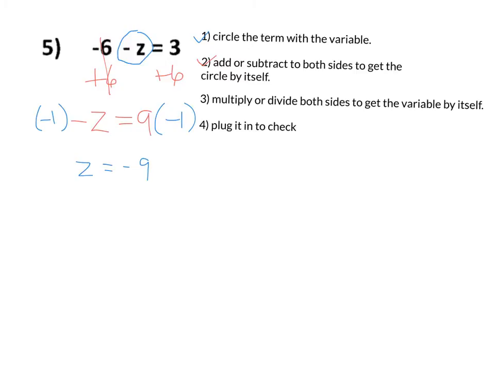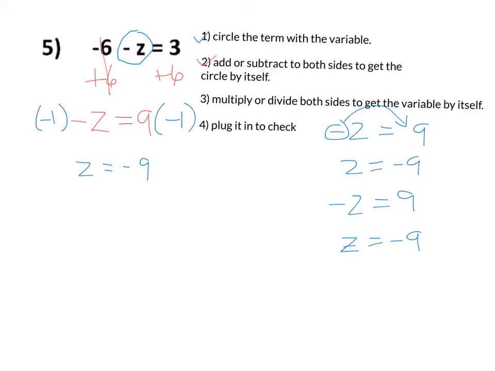The other way that you can think about it is if you just had negative z is equal to positive 9, you could take this negative and just move it over. z is equal to negative 9. One other way you can think of it is to just take the opposite of everything. What's the opposite of negative z? Positive z. And what's the opposite of 9? Negative 9. So those are 3 different ways that you can do it.